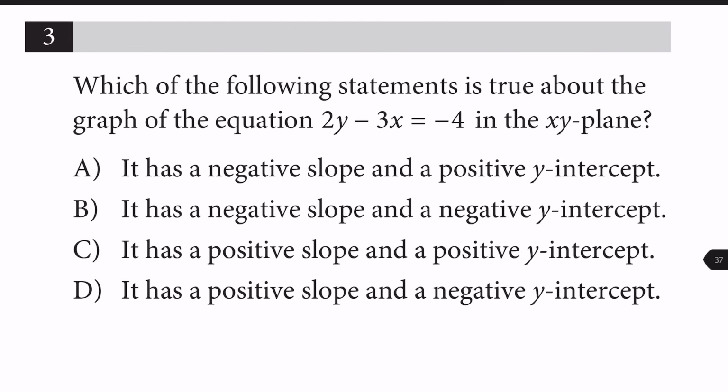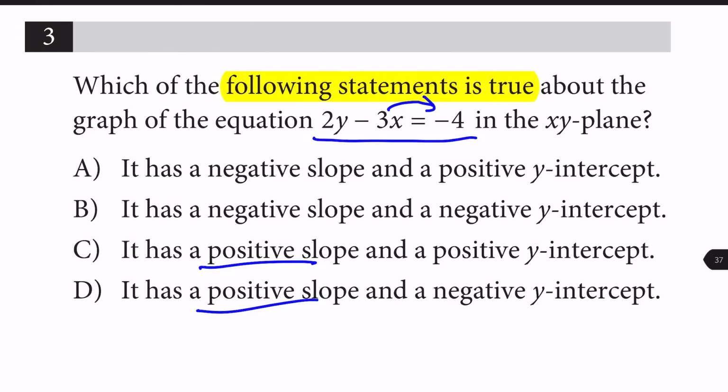In question 3, we have to find which of the following statements is true about this linear equation. We have to find whether the slope and the y-intercept are positive or negative. If you were to move this to the right hand side, then 3x becomes positive. That means the slope is positive. It's already given that the constant value is negative, so the y-intercept has to be negative. That means D is the answer.